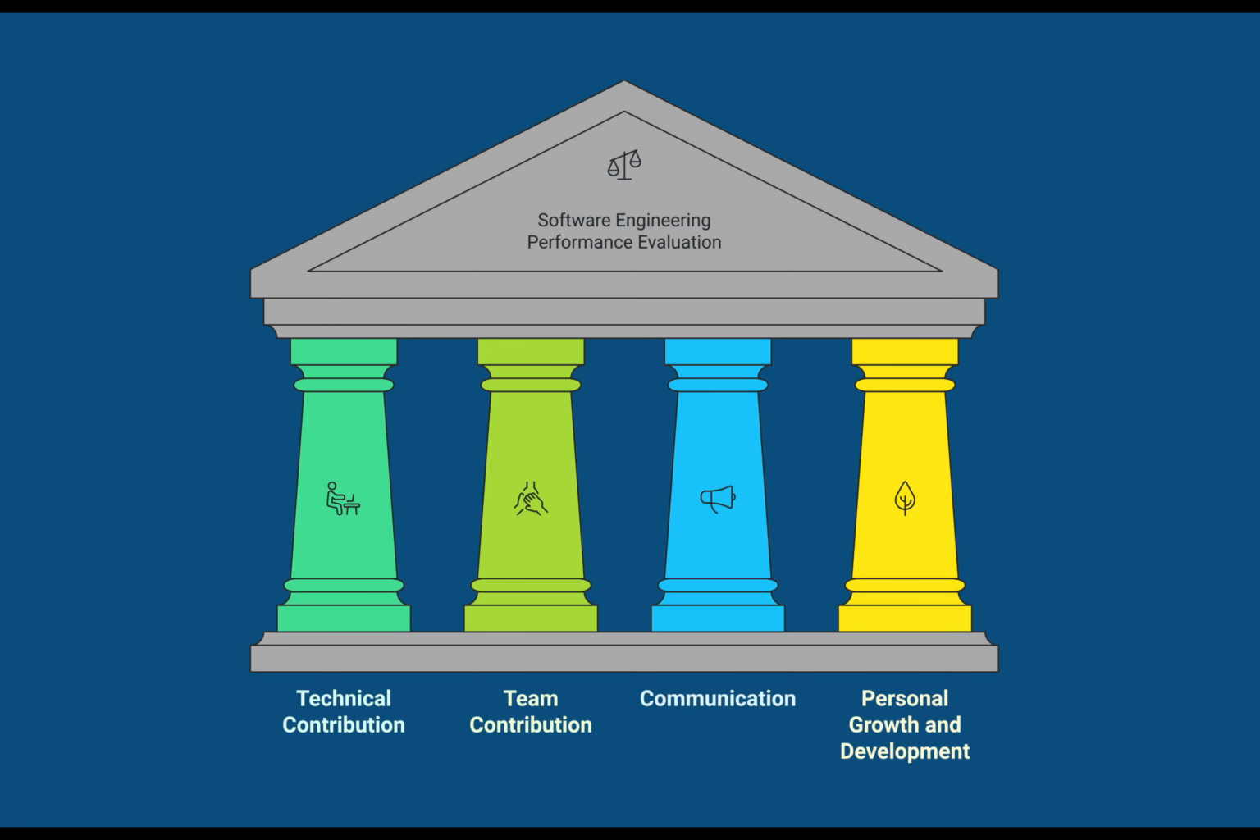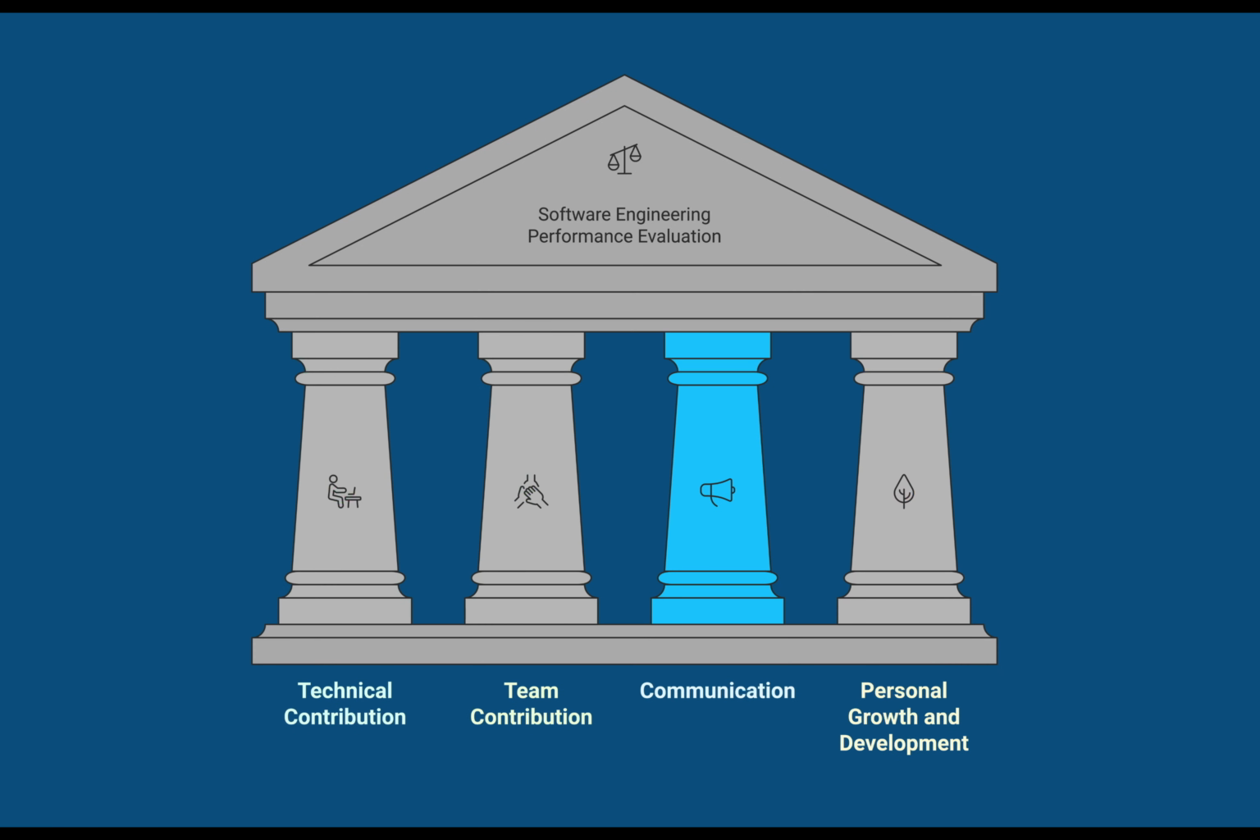I've also discussed that performance evaluation for software engineering can be based on 4 pillars: the technical contribution of the engineer, the team contribution of the engineer, communication, and personal growth and development. So these are the 4 areas that need to be evaluated independently to arrive at a single rating for a software engineer, right? In previous videos, we have spoken about technical contribution, we have spoken about team contribution. In this particular one, we are going to be speaking about communication.